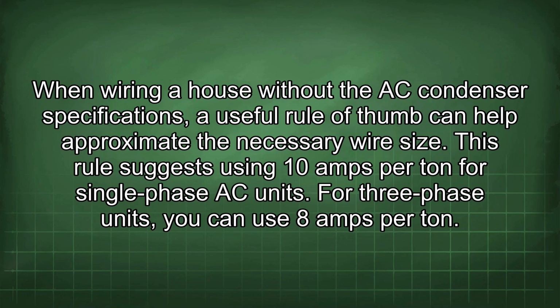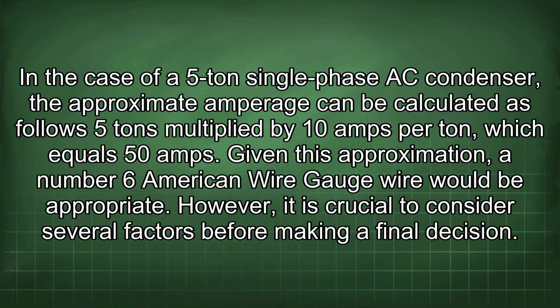When wiring a house without the AC condenser specifications, a useful rule of thumb can help approximate the necessary wire size. This rule suggests using 10 amps per ton for single-phase AC units. For 3-phase units, you can use 8 amps per ton. In the case of a 5-ton single-phase AC condenser, the approximate amperage can be calculated as follows: 5 tons multiplied by 10 amps per ton, which equals 50 amps. Given this approximation, a number 6 American wire gauge wire would be appropriate.